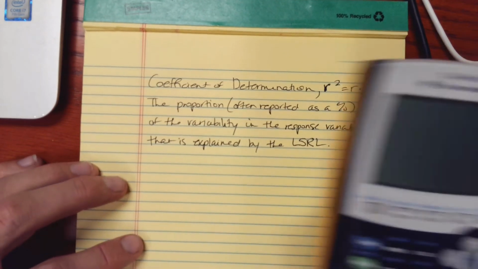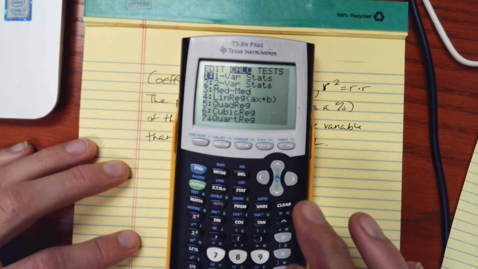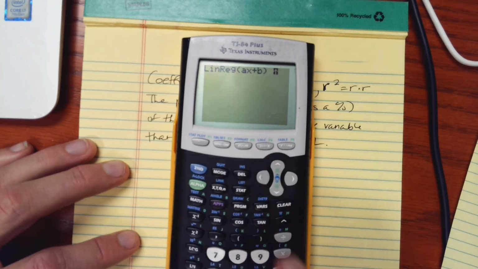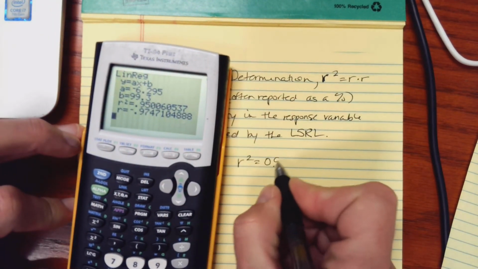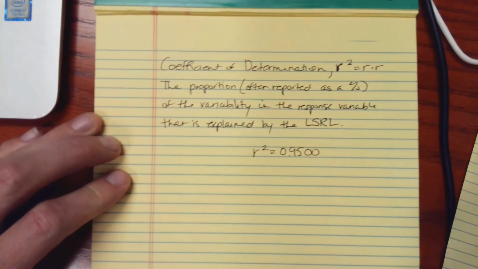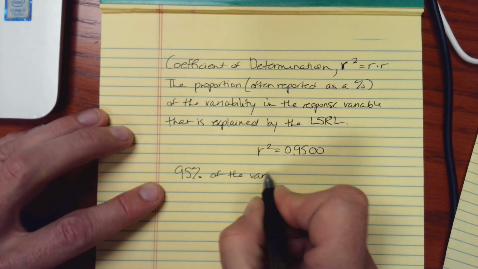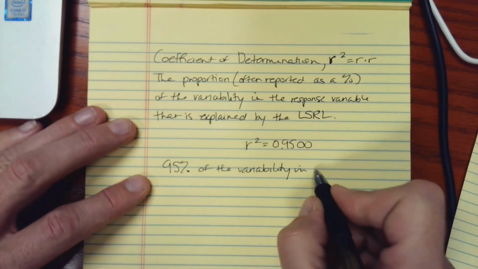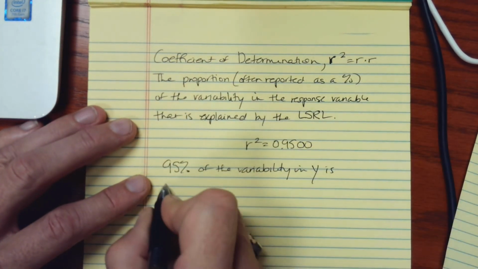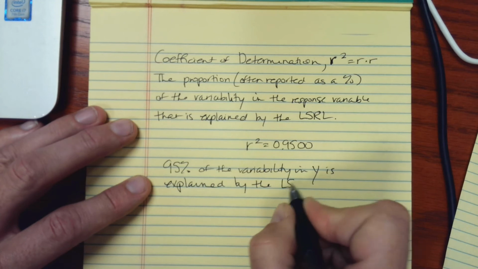So in the example that I've been using, let's see, I had stat calc 4. Let's keep doing this. We have a value for r squared. It is, in this case, 0.9500. So we could say that 95% of the variability in, now I didn't give us any context for my variables, so I'll just say in y is explained by the least squares regression line.